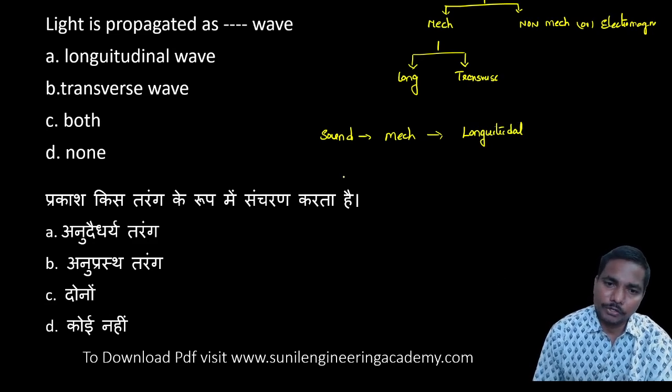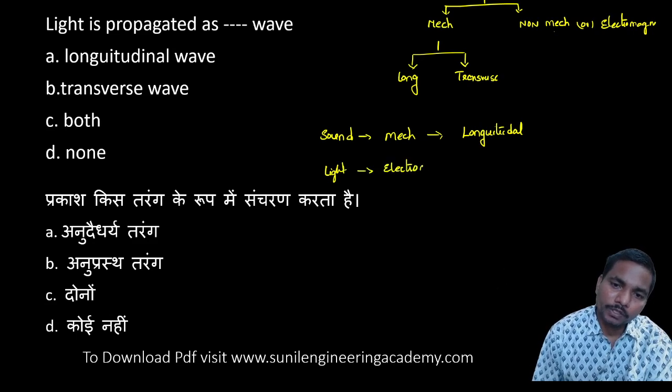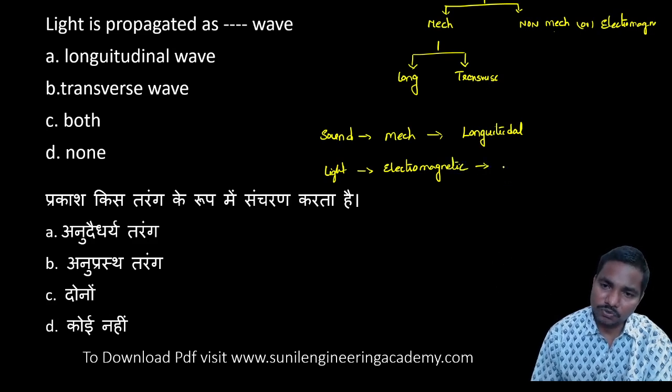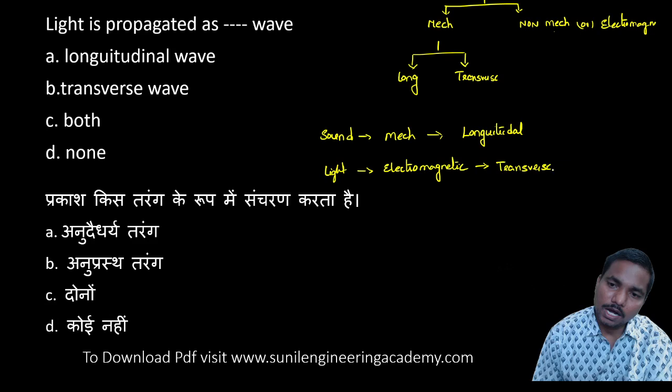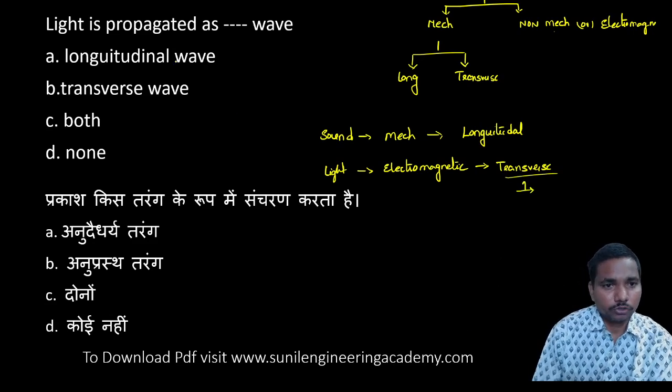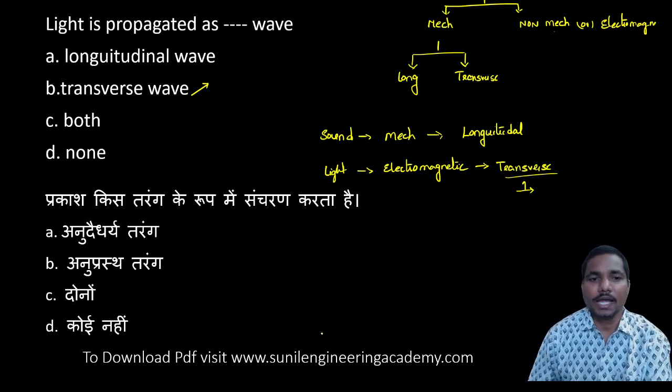Propagated as longitudinal. Coming to the light. Light is a non-mechanical or electromagnetic wave. It can travel through the vacuum also. And it will be propagated as transverse. All the particles vibrate perpendicular to the direction of propagation of wave. So light is propagated as transverse, sound is propagated as longitudinal.